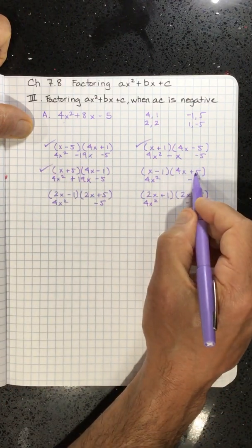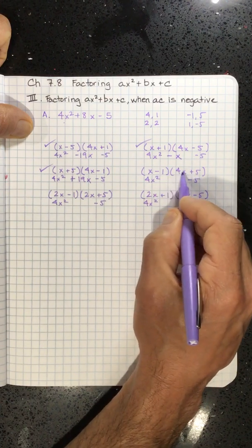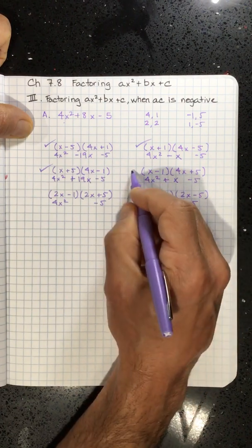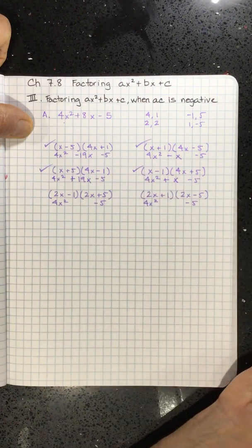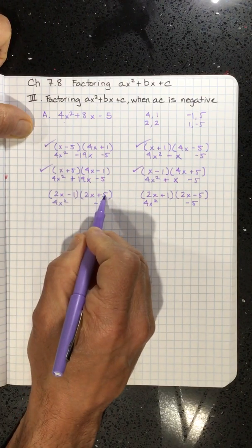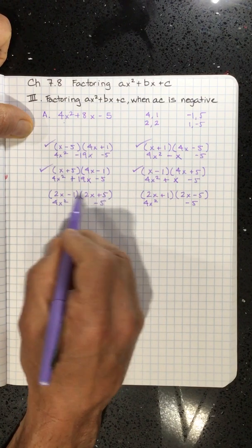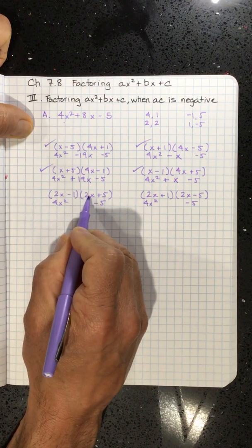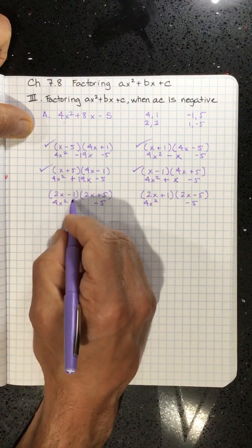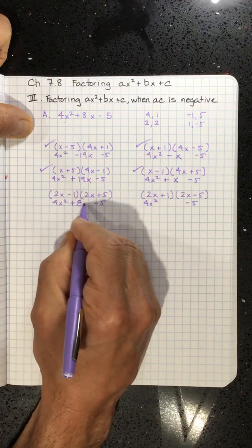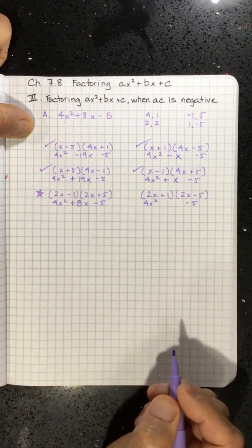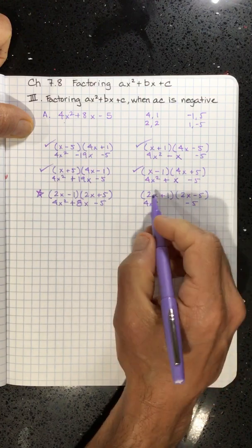X times 5 is 5x. Negative 1 times 4x is negative 4x. So this is going to be positive x. Again, this pairing did not work. 2x times 5 is 10x. And then negative 1 times 2x is negative 2x. 10x and negative 2x make positive 8x. Well, look at that. Let's put a star next to that one. And let's check out what this last one is.